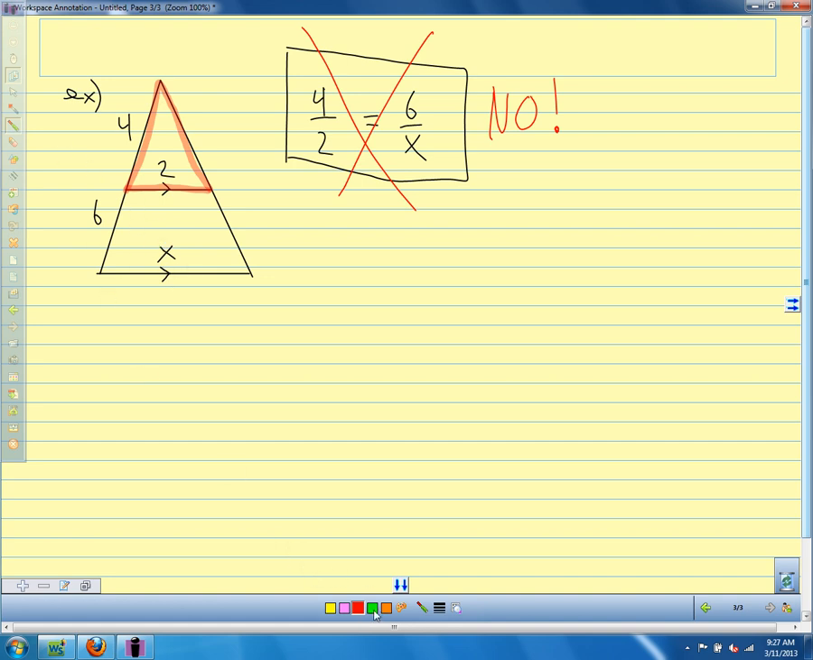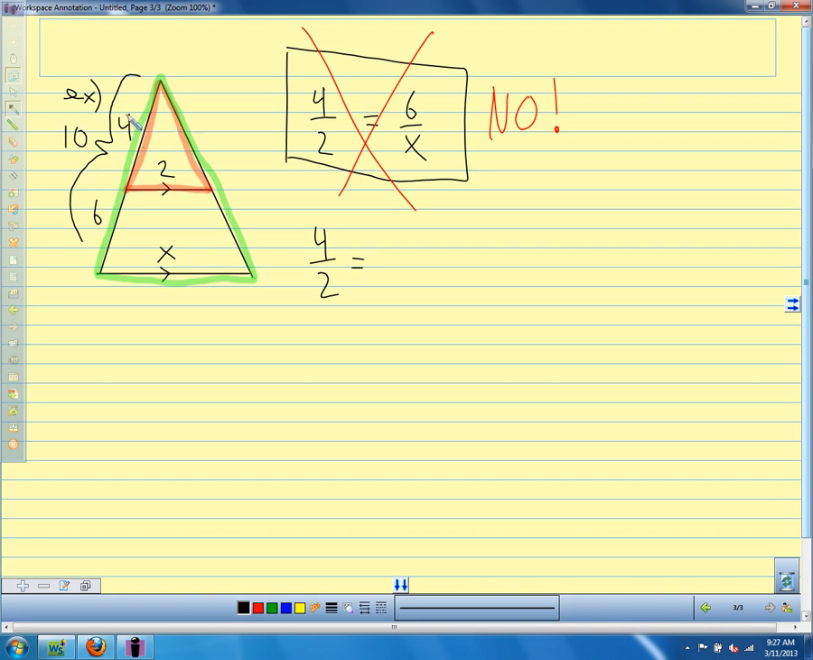So what we need to do is compare this small triangle to this big triangle. 4 and 2 are parts of this small triangle. X is part of the big green triangle. We need to use another part of the big green triangle. So if we did 4 divided by 2, the side of the small triangle divided by the base of the small triangle, how long is the side of the big triangle? The green triangle? 10. The whole side here is 10.